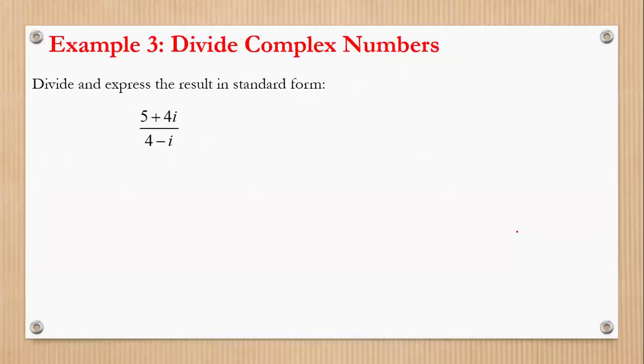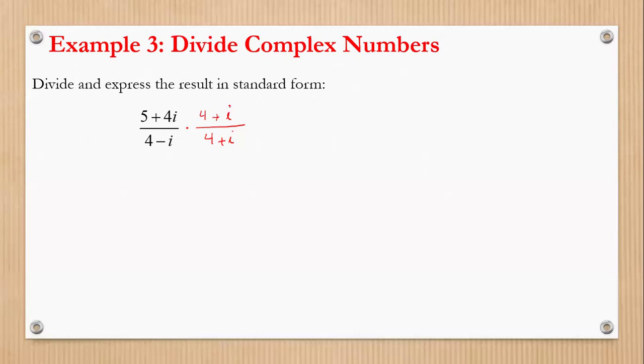For example, we want to divide and express this result in standard form. We want to divide two complex numbers. So what do we do for dividing? Multiply by the conjugate of the denominator. So the denominator is 4 minus i. And the conjugate of the denominator is 4 plus i. So I need to multiply both the numerator and denominator by 4 plus i.